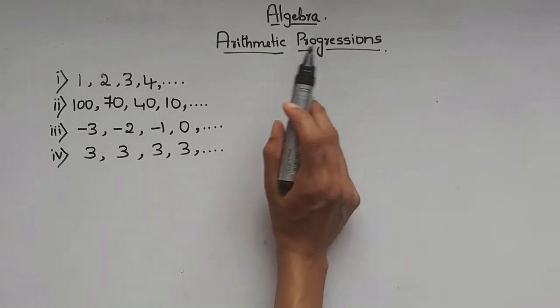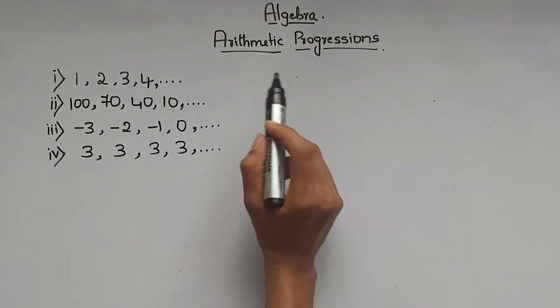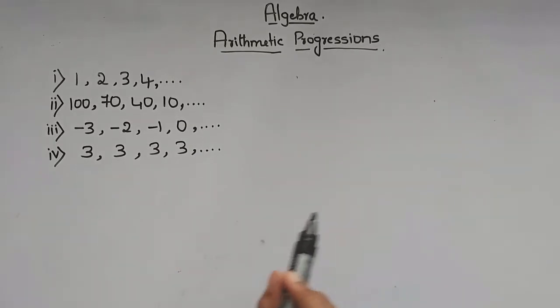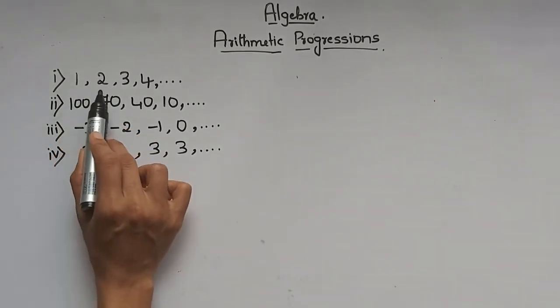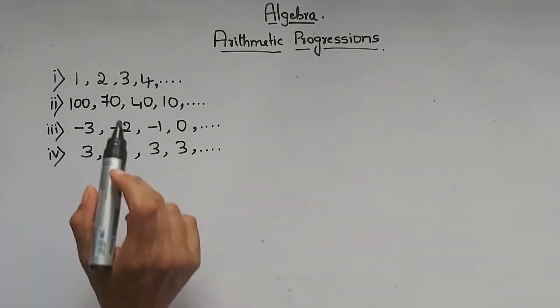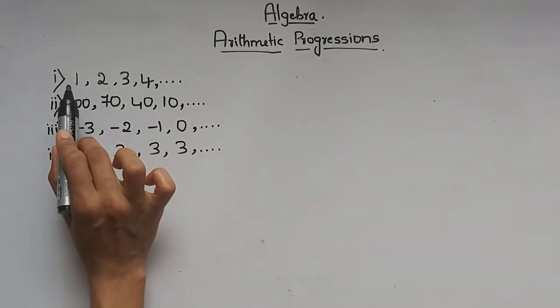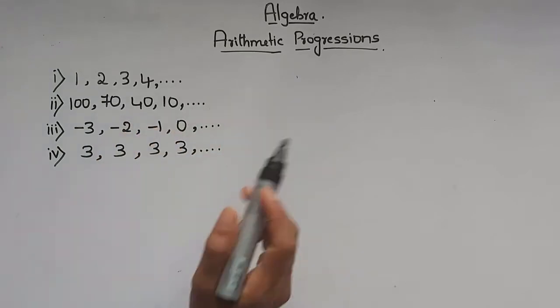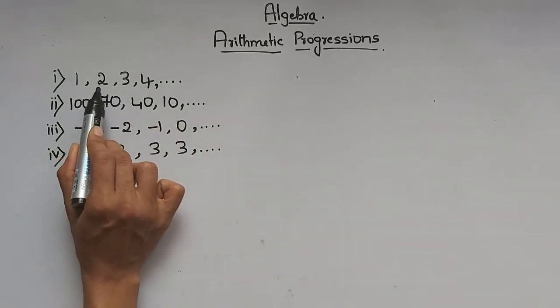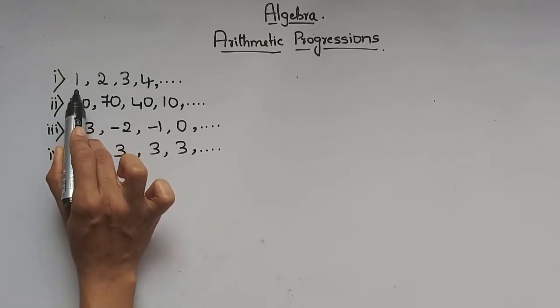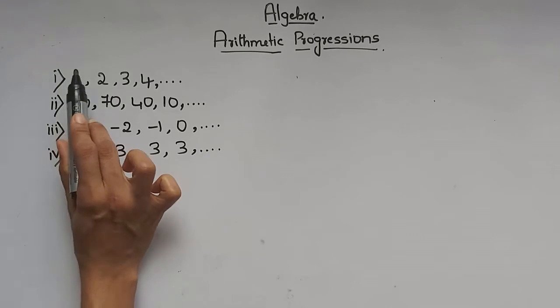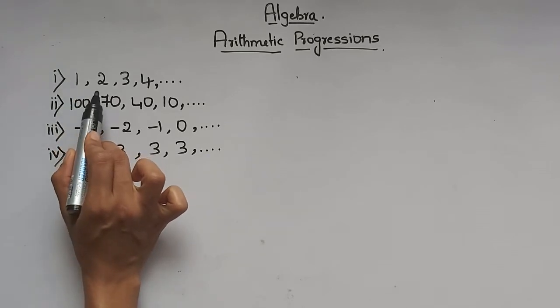Before going to the definition of arithmetic progression, first let's understand what we mean by arithmetic progression. Consider the following list of numbers. Here, each number is called a term. Now if you see the first list of numbers, we have 1, 2, 3, 4 and so on. Here, the second number, that is 2, is 1 more than its preceding number. Here the preceding number is 1. So 1 plus 1 will give you 2, right?